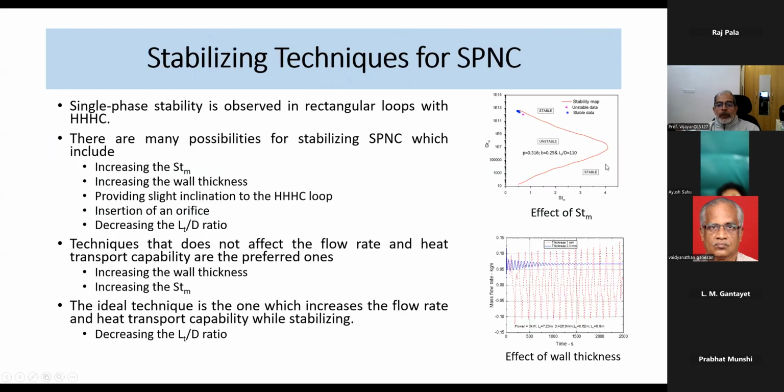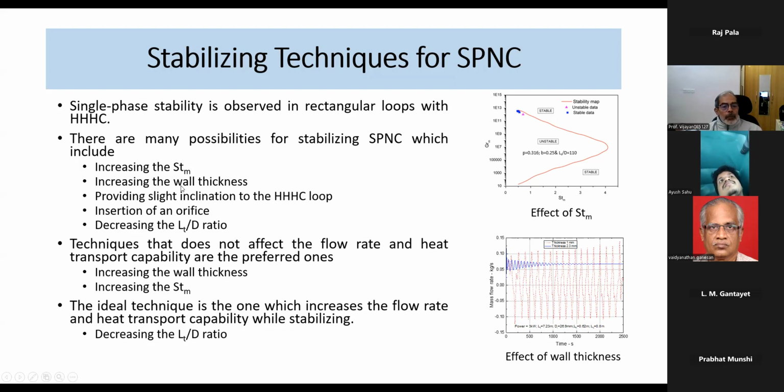So what we found is that there are many ways to stabilize a single-phase natural circulation system. For example, if you increase the modified Stanton number, say to something more than 4, then there is no instability. And if you reduce the Stanton number, the unstable zone keeps on increasing, right?